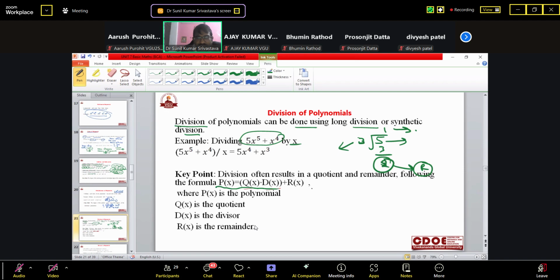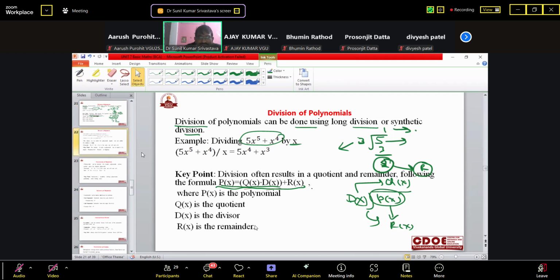So we are going to divide any polynomial p(x) by the polynomial d(x). The quotient is q(x) and the remainder is r(x). So the value of the polynomial is equal to the quotient multiplied by the divisor, plus the remainder. So it is written as p(x) is equal to q(x) into d(x) plus r(x). This is the key point for the division of polynomials.